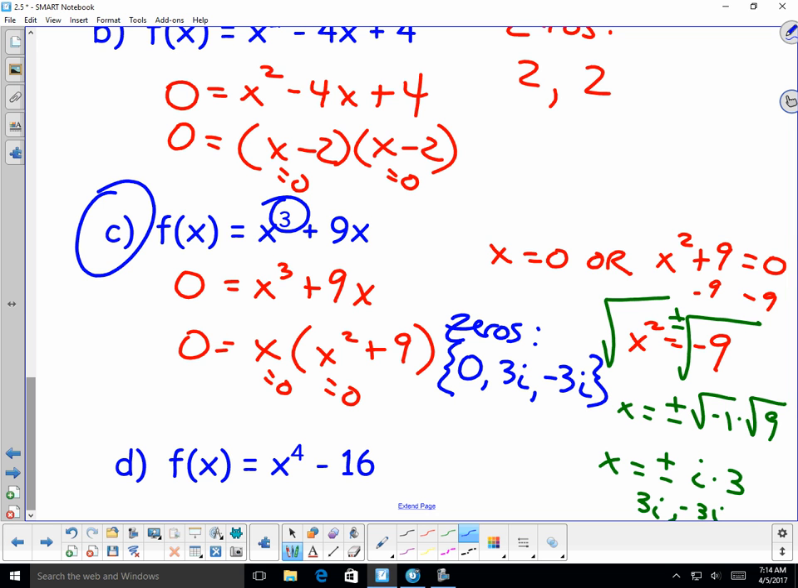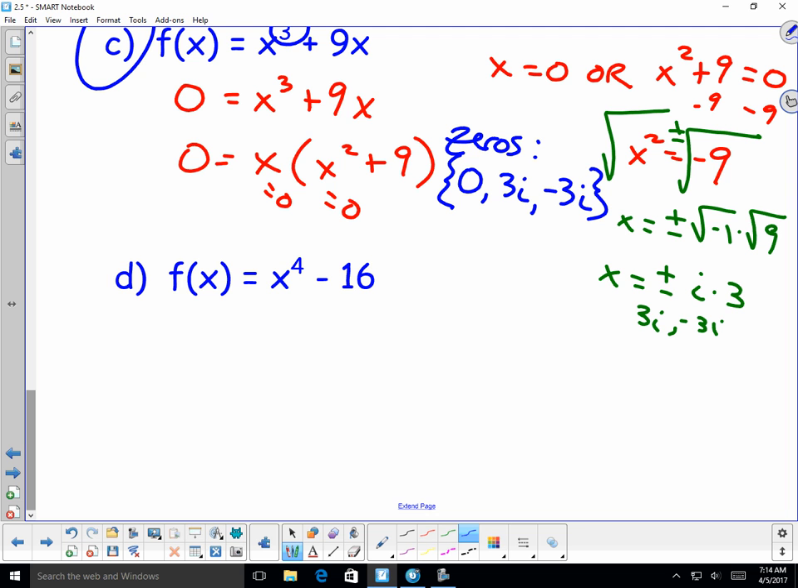Let's take a look at letter D. We're trying to find the zeros here. I set my function equal to 0 to find the zeros.